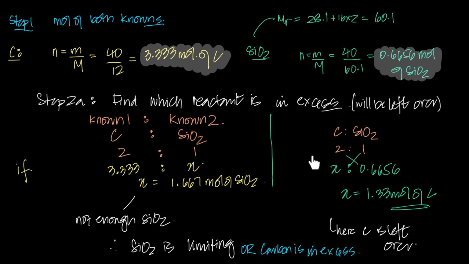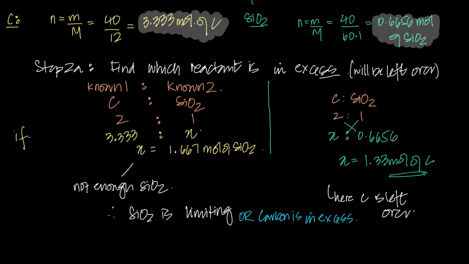Or if I just start with this side and say, let's use SiO2 and see what I need, and I don't do the other, I see here, okay, 0.6656 moles of SiO2 would need twice as many carbons, that's 1.33. But I have 3.33, more than that. So I have more, I need less. So carbon will be left over. So carbon is in excess. If carbon is in excess, the other known is limiting, because whenever you're given two knowns, one is excess and one is limiting. Alright.